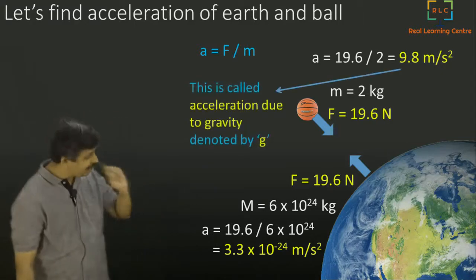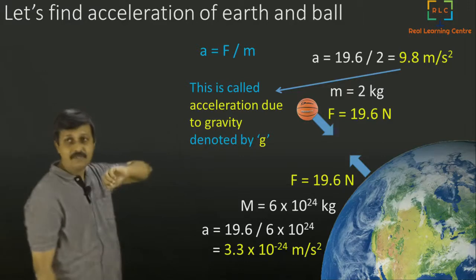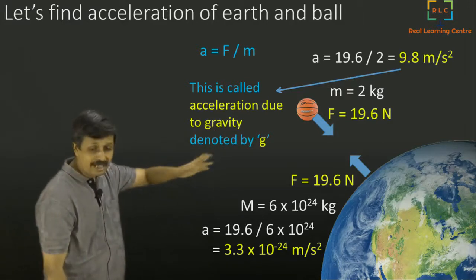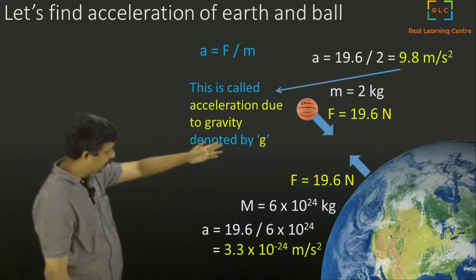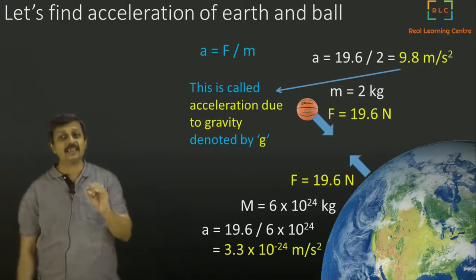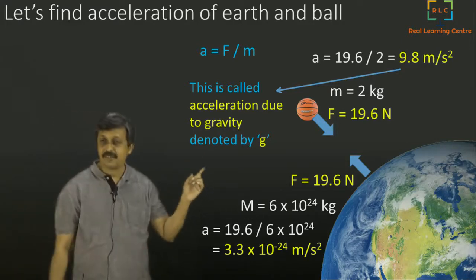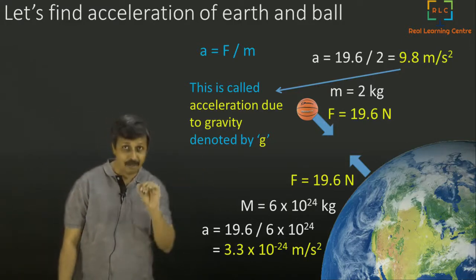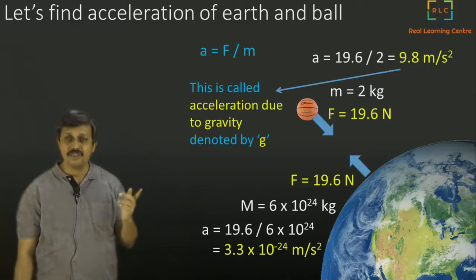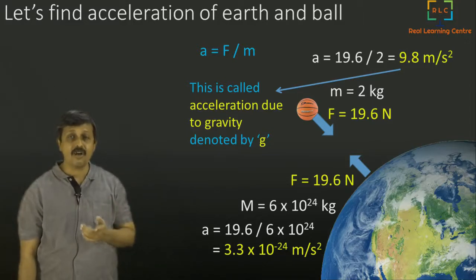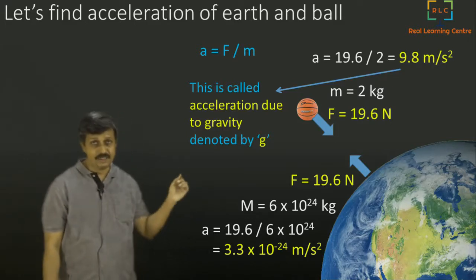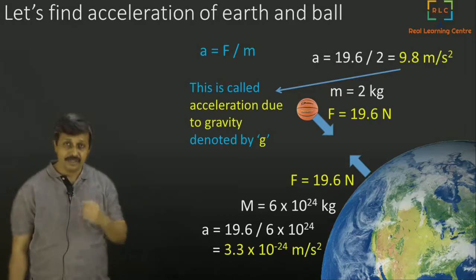Now, that 9.8 meter per second square that we have, we call it acceleration due to gravity, because that is an acceleration happening because of gravity, and it is always denoted by the letter small g. You can see acceleration due to gravity is small g, lowercase g. Uppercase G, capital G, is called the gravitational constant that we saw. Lowercase g is acceleration due to gravity.